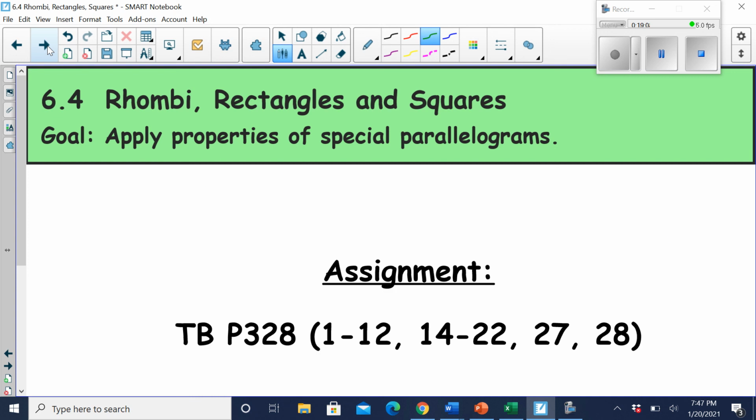Okay, all right, textbook assignment for today. So textbook page 328, numbers 1 through 12, 14 through 22, 27, and 28.